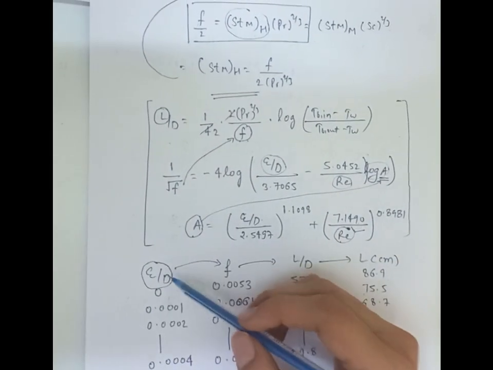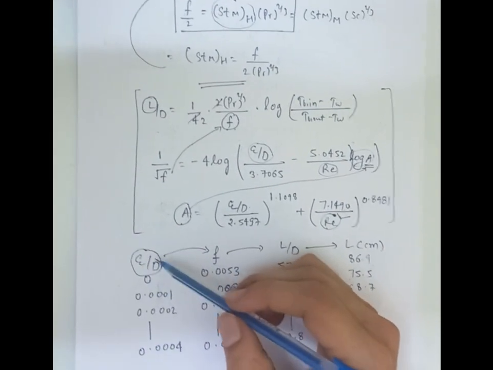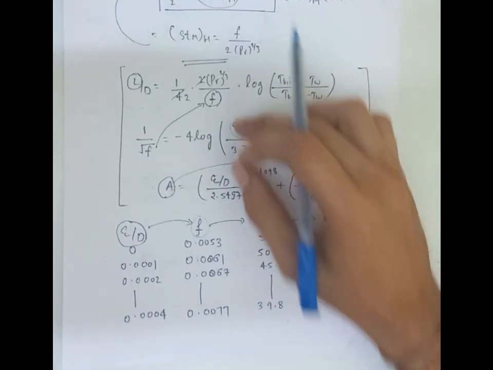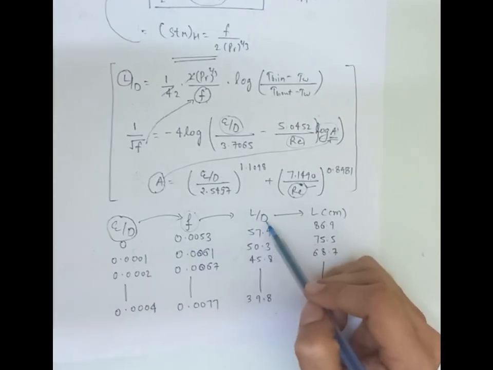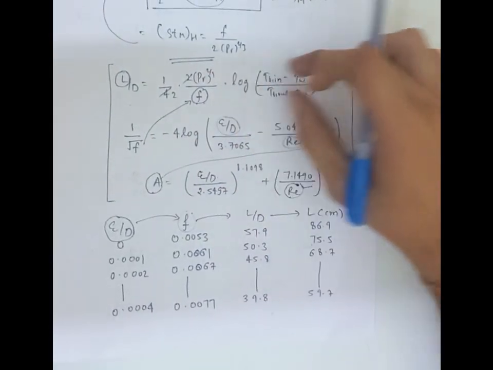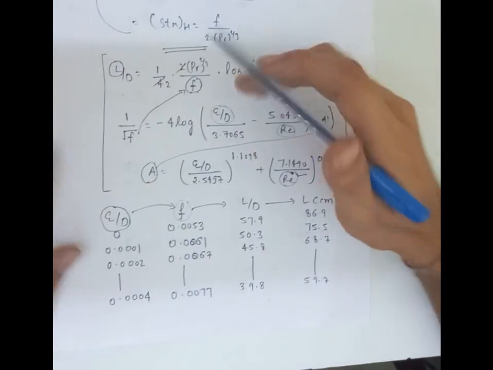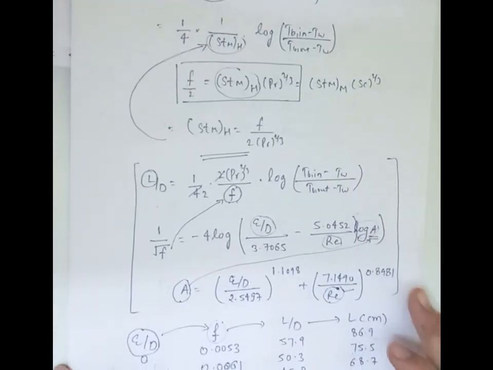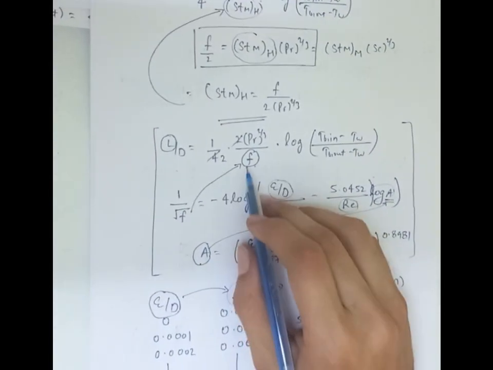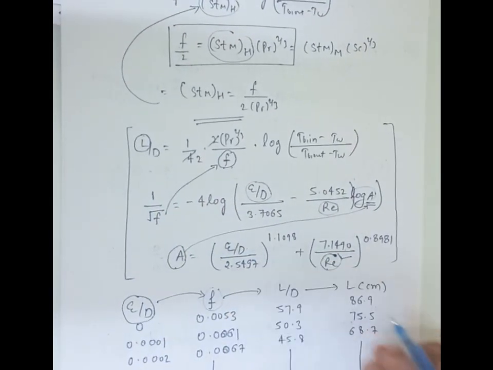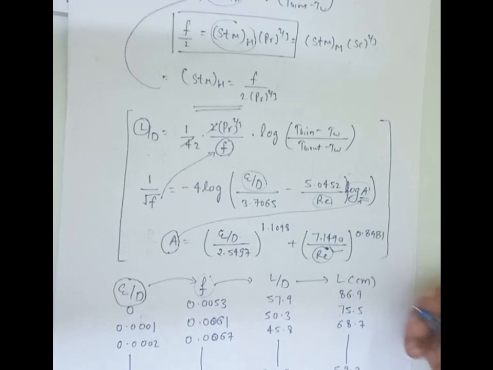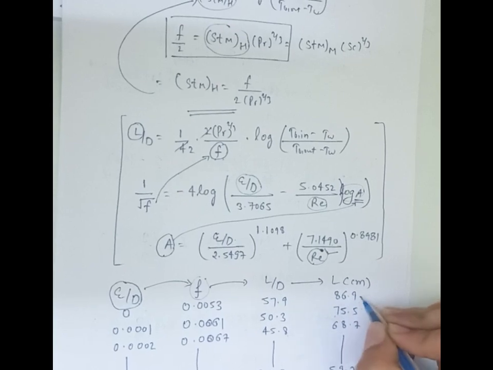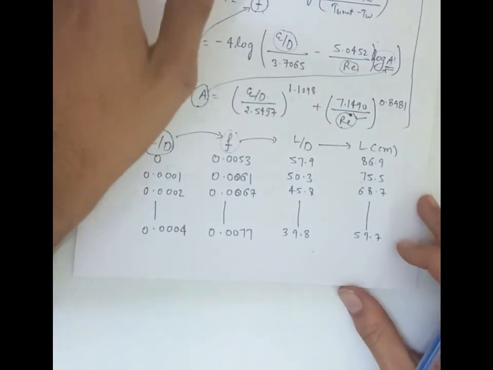So for the different values of E by D, that is the relative surface roughness, we have found the value of the friction factor using this formula, and from the friction factor we have found the L by D ratio with the help of this formula. We have only changed the value of the friction factor. We already know the Prandtl number and the temperature change. So we only find the friction factor using the surface roughness, then the L by D ratio, and simply multiplying the L by D ratio with the diameter, we have found the value of length. So here is the analysis.